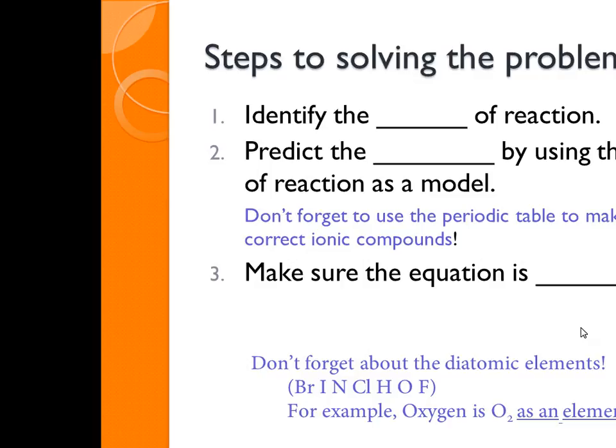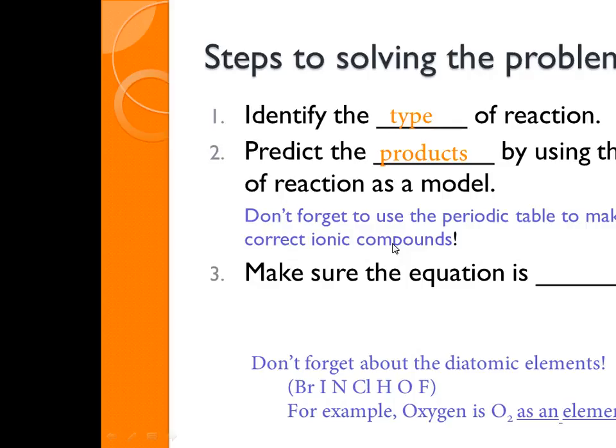So if we're going to solve problems, synthesis problems, first we have to identify what type of reaction it is. As we go through the notes, you will learn all 5 types of reactions, so looking at the equation, you'll have to identify the type. Is it in fact a synthesis reaction, or is it a decomposition reaction? After that, you'll predict the products by using the type of reaction as a model. One thing that's important is don't forget to use the periodic table to make the correct ionic compounds.